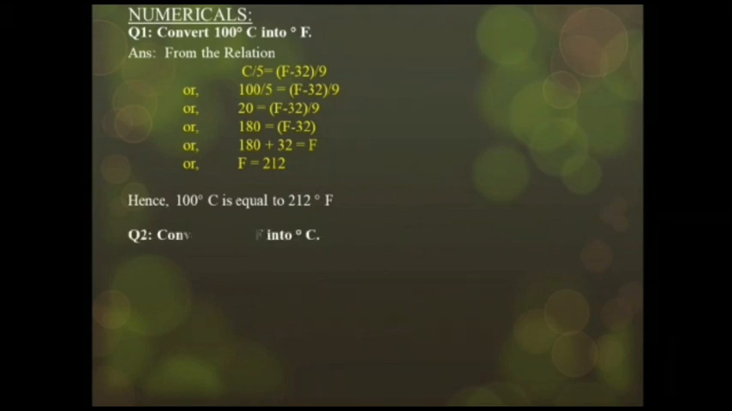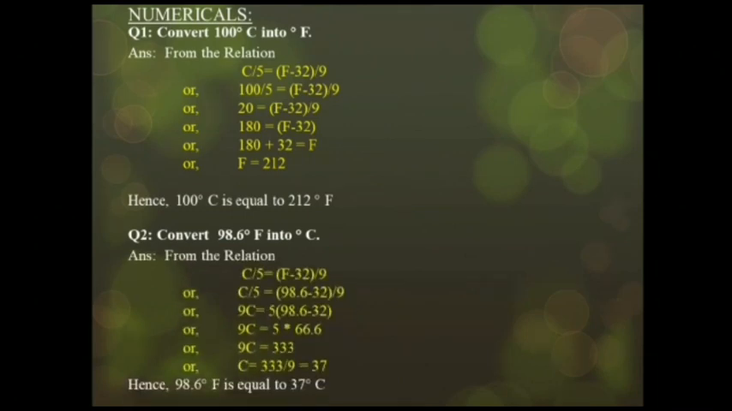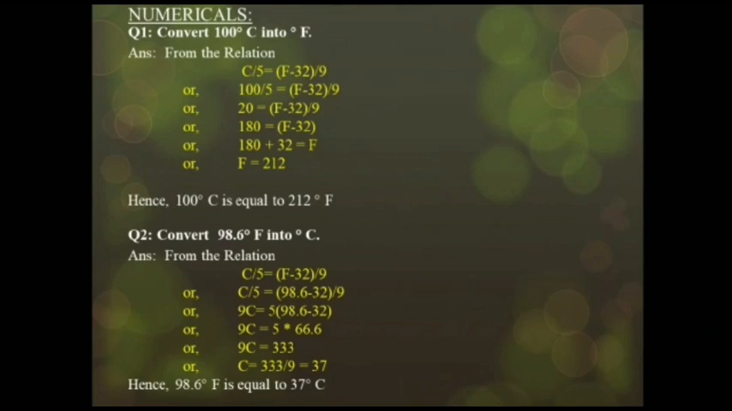Now there's another question which says convert 98.6 degree Fahrenheit into degree centigrade. Again from the relation we can say that C by 5 is equal to F minus 32 divided by 9, which further says C by 5 is equal to 98.6 minus 32 divided by 9, which means 9C is equal to 5 into bracket 98.6 minus 32, which means that 9C is equal to 5 multiplied by 66.6.